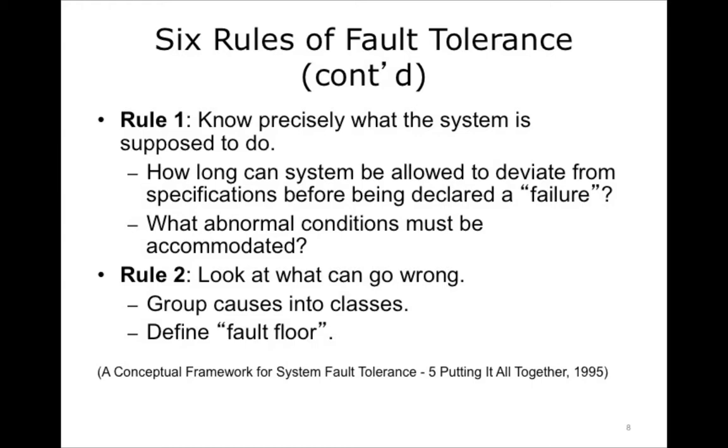Quote, Rule number 1. Know precisely what the system is supposed to do. Part of this process should be determining how long a system can be allowed to deviate from its specification before the deviation is declared a failure. However, it is not sufficient to know what the system is supposed to do under normal circumstances. It is also necessary to know what abnormal conditions the system must accommodate. It is virtually impossible to enumerate the set of all possible faults that a system might encounter. It is much more manageable to deal with classes of faults. End quote. This rule requires broad knowledge of the business environment, not just the specific system.